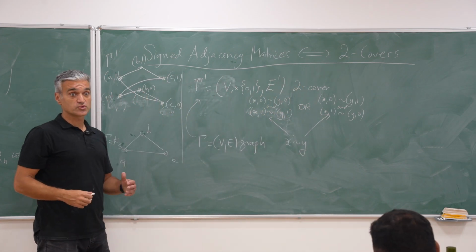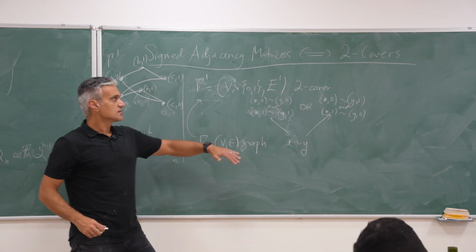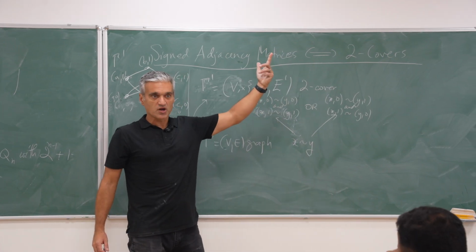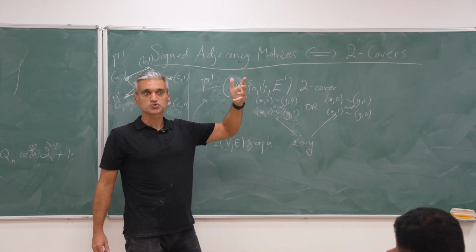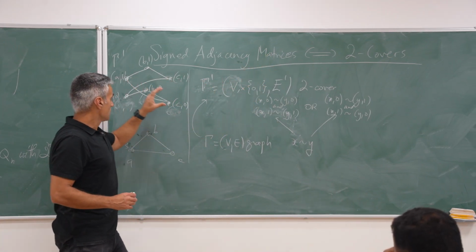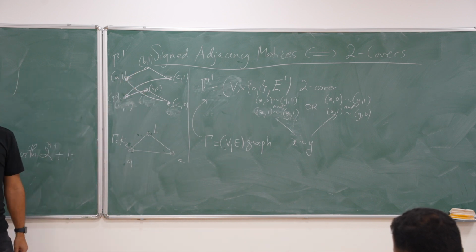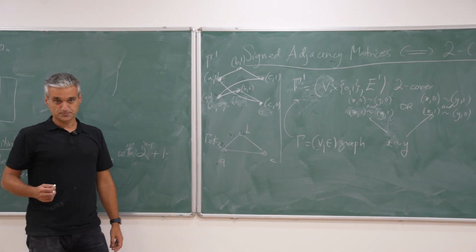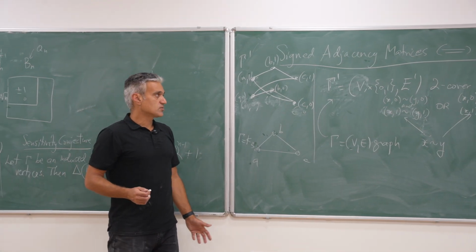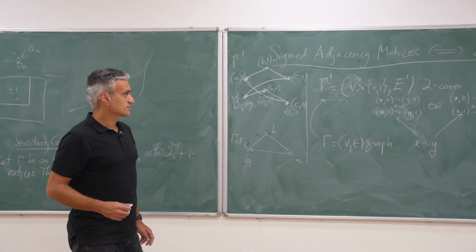So that's the rule. There isn't just one 2-cover. For each edge you have two choices: you either keep the edges parallel or you make a cross. Make sense? So this is called a 2-cover.